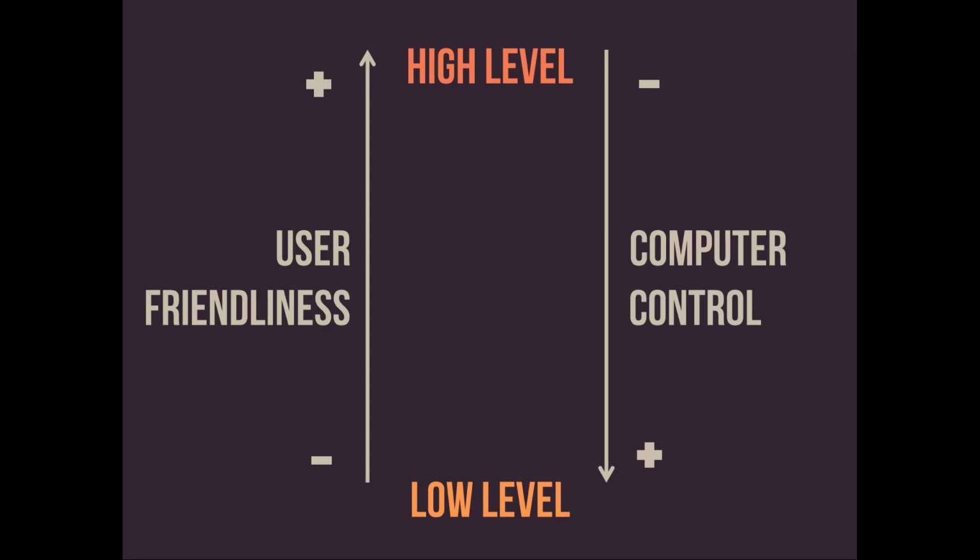A general trend when switching from a low level to a high level programming language is that you gain user friendliness. So coding is generally easier compared to a low level programming language. But when you go up from low level to a high level, you lose some control over the computer, for example, your access to the memory. On the other end, the inverse is true. Going from high level to a low level gives you more control, but you lose some user friendliness.